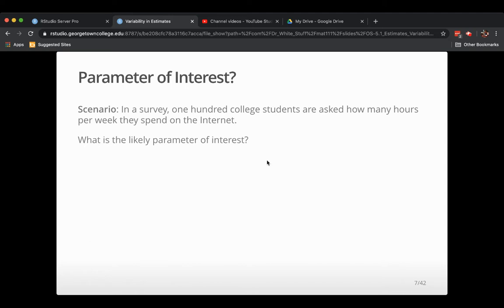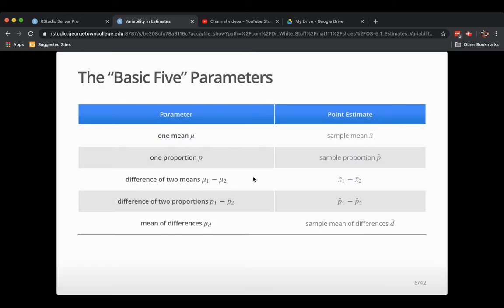So every student is asked this question, and you can imagine the students' answers: 5 hours, 7 hours, 2 hours, 12 hours, 13.3 hours, and so on. What is the likely parameter of interest? Which of these parameters is the statistician probably interested in knowing when the statistician asks this question of each person in the sample?